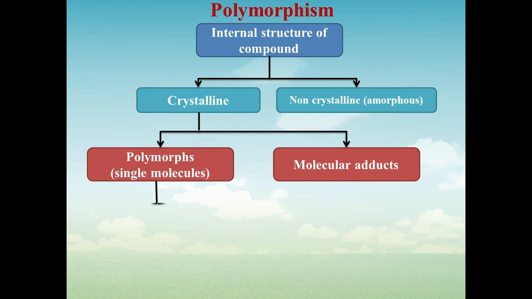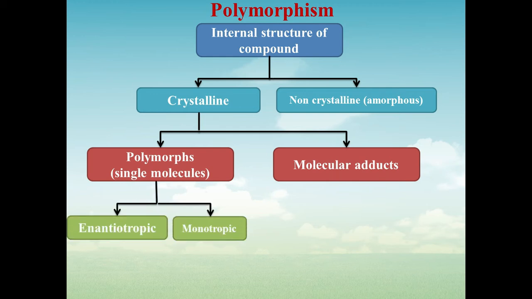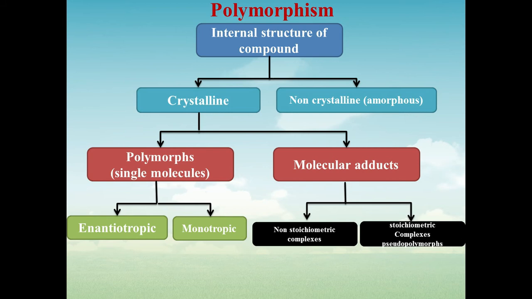Now the crystalline is divided into polymorphs and molecular adducts. Polymorphs are again divided into two types, enantiotropic and monotropic, and molecular adducts are again divided into two, non-stoichiometric complexes and stoichiometric complexes. Stoichiometric complexes are also called pseudopolymorphism, or in simple language, false polymorphism.